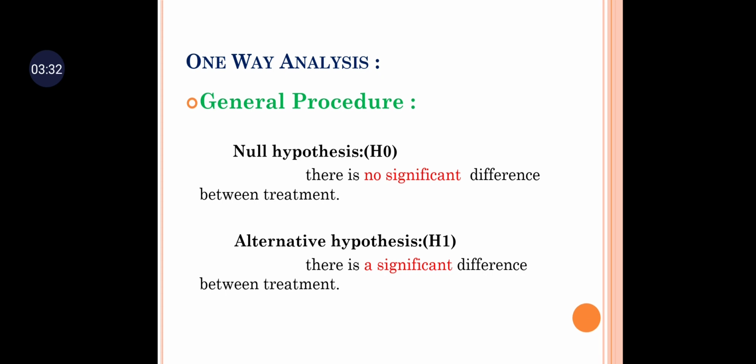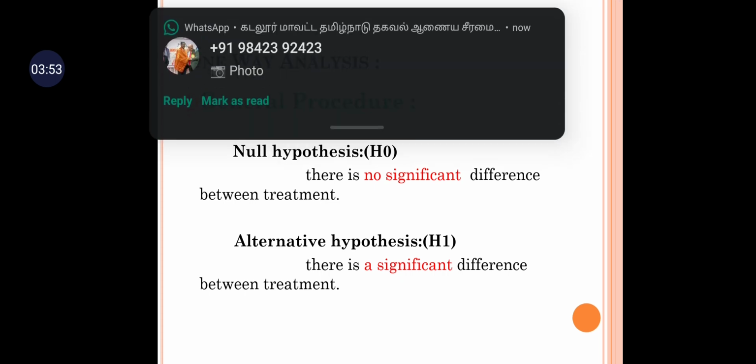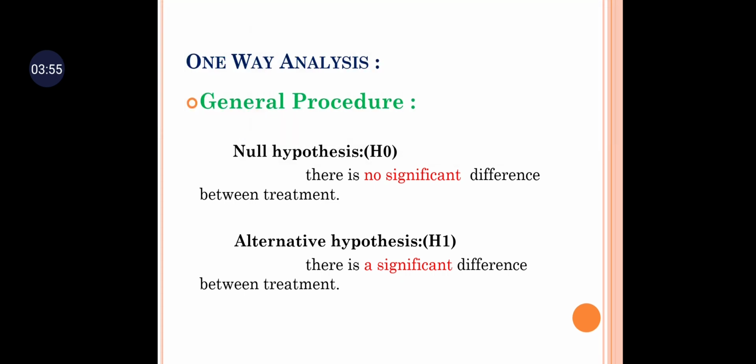For the null hypothesis H0, we have to define: there is no significant difference between these treatments. So one-way classification is only for treatments here. The alternative hypothesis H1 is that there is a significant difference between these treatments.